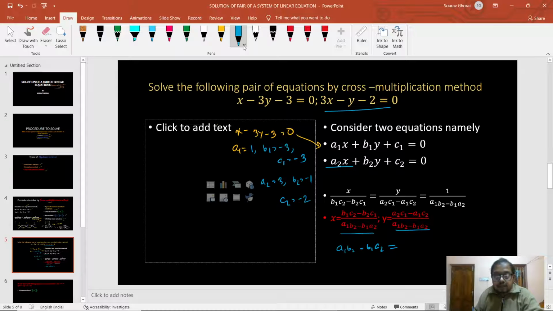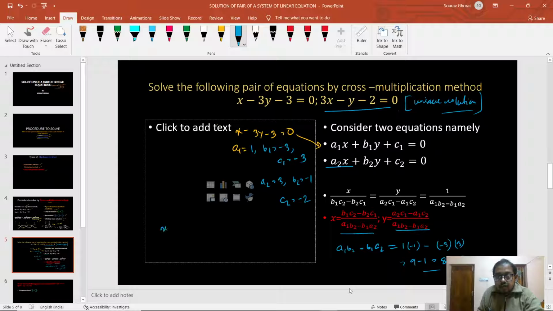So a1 is 1, the value of b2 is minus 1, minus the value of b1 which is minus 3, times the value of a2 which is 3. From here we get 9 minus 1 is equal to 8, which is not equal to 0. So we can say this system of linear equations contains a unique solution. If it were equal to 0, there would be either no solution or infinitely many solutions, but it is not equal to 0, so this system contains a unique solution.